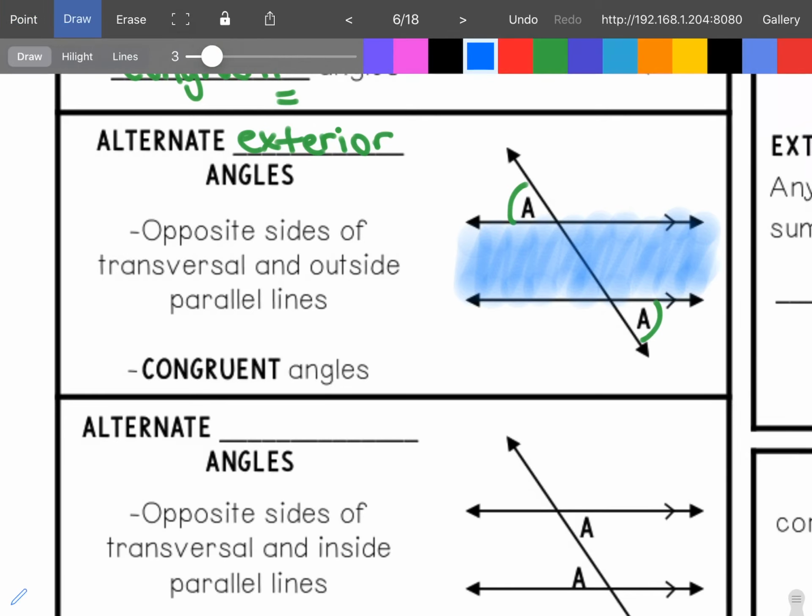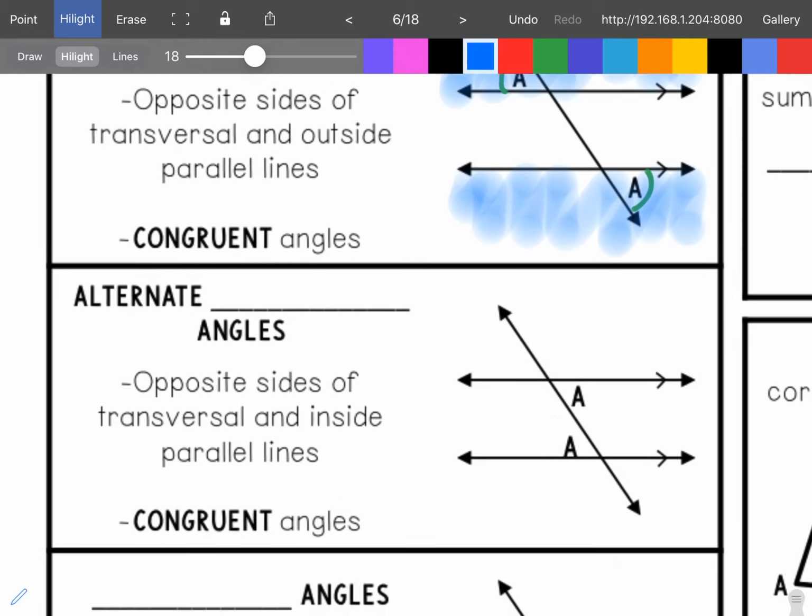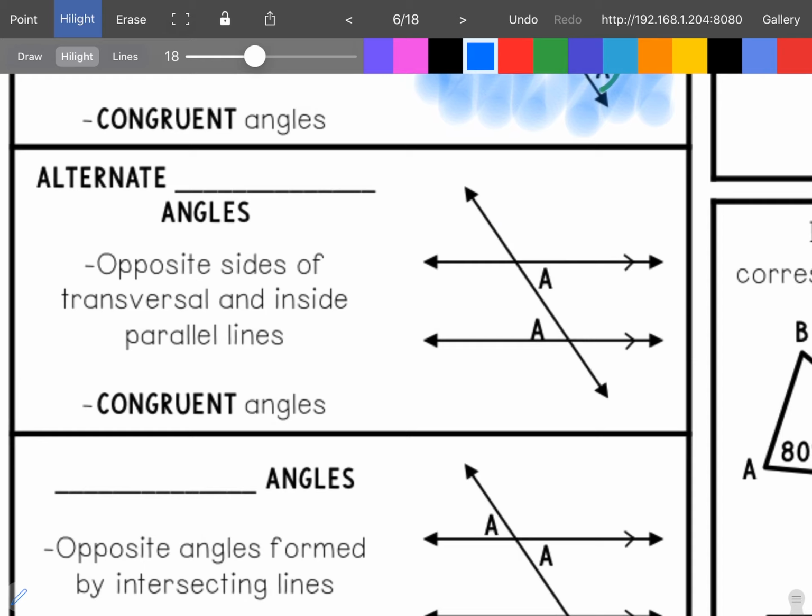Actually, it might have been a little easier to understand if I had done this. See how they're outside the parallel lines like that? So on the next one where we're looking at the angles being inside the parallel lines, I think that you could understand that this would be alternate interior, these 2 angles right here. They're on alternate sides, opposite sides of the transversal, and they are inside the parallel lines, and they are congruent angles. Remember, congruent angles mean they are equal to each other.